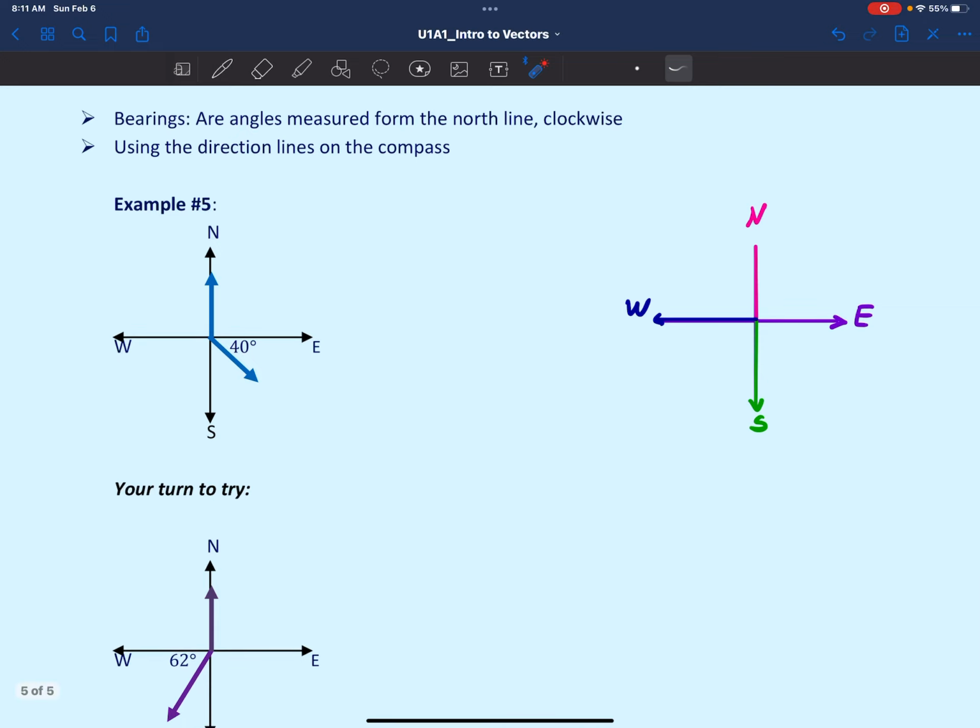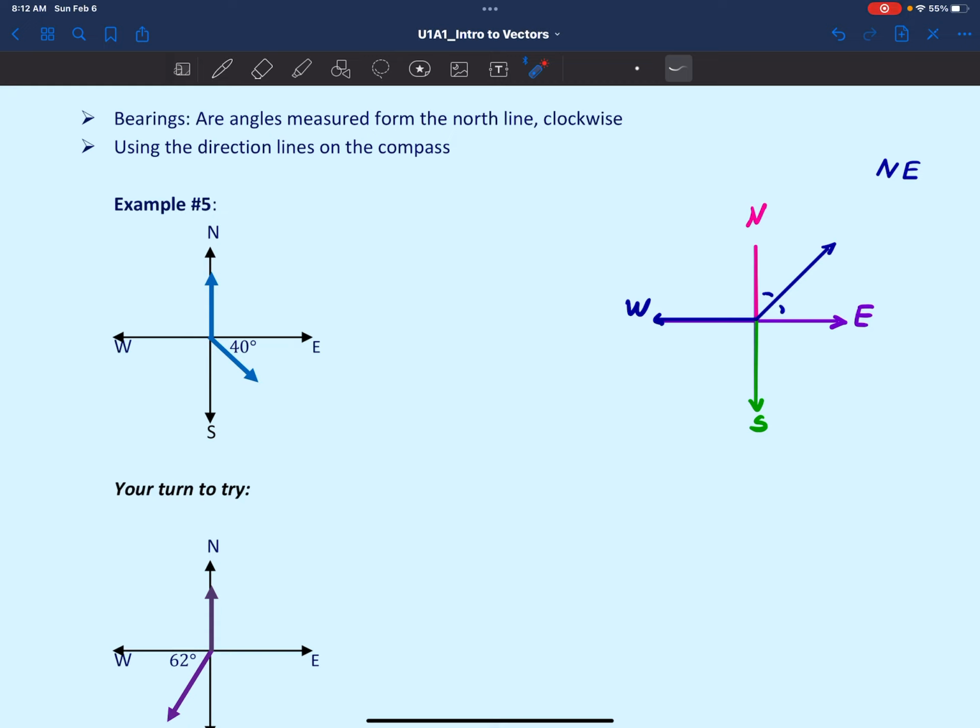Whenever we actually use bearings, obviously there are different ways of using the compass. We start from the north line and we go in the clockwise direction. Now, whenever we are told that the object is moving in the northeast direction, it means that this object will go halfway between north and east. So we're going to have a 45-degree angle. The same applies to going southwest or southeast or northwest.